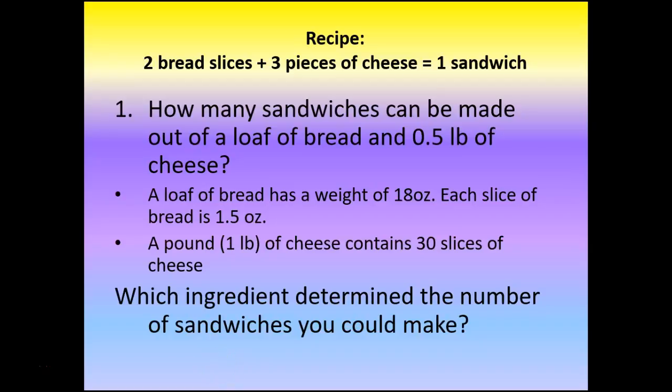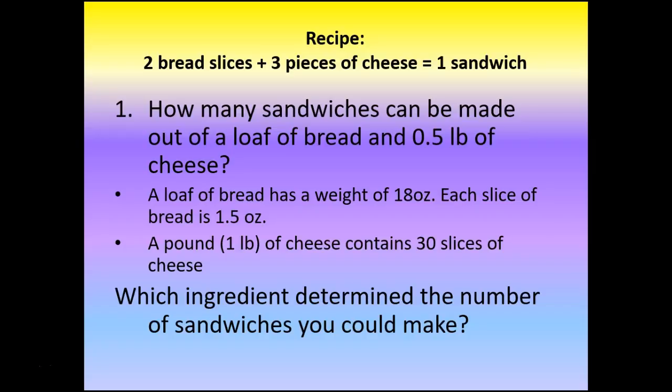All right, today we are looking at limiting reactants, and so we're back to the cheese sandwich recipe that we started out the unit with. We've got, again, our 2 slices of bread and 3 pieces of cheese to make one sandwich. We've actually seen the 2 parts of this problem that I have up on the screen here: how many sandwiches can be made out of a loaf of bread and a half pound of cheese.